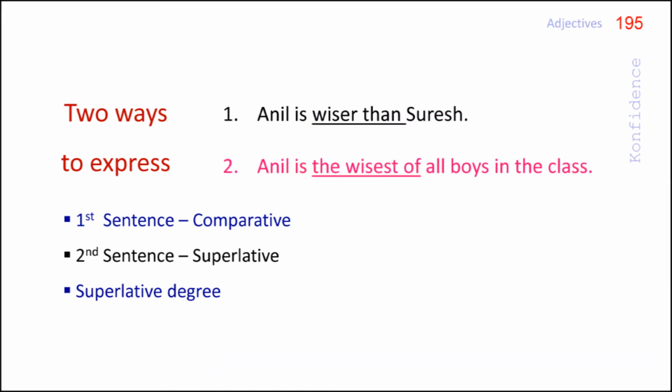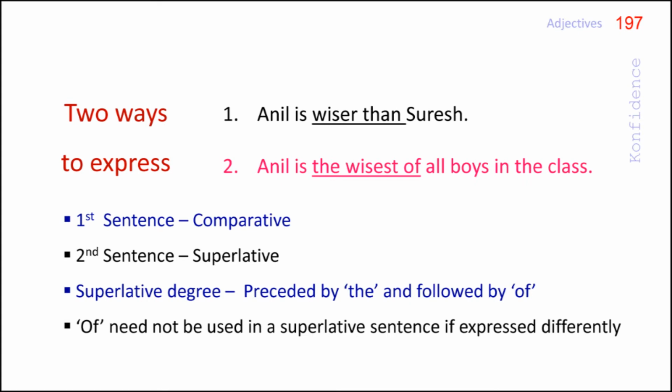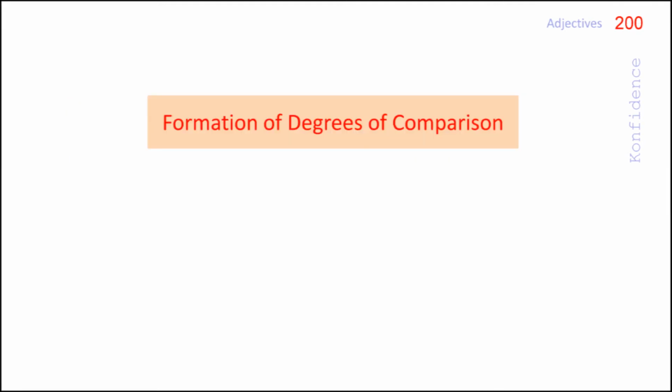Likewise, the superlative degree is preceded by the and followed by of, as in the case of second sentence. But of need not be used in a superlative sentence if it is expressed or written in a different way. For example, Anil is the wisest boy in the class. Now let us discuss the methods of forming degrees of comparison.